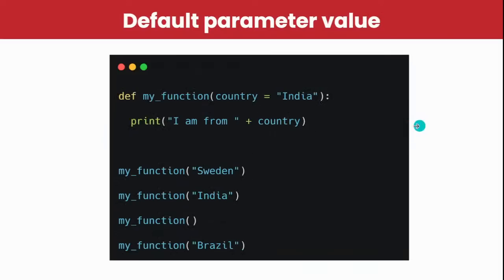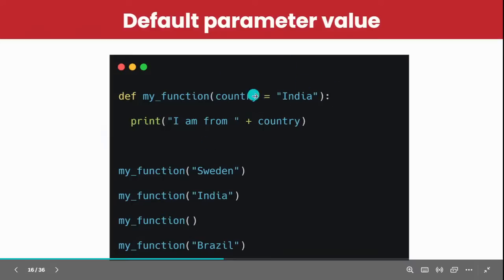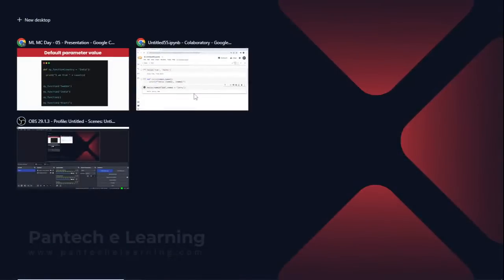And sometimes the user may skip a parameter. For example, if they cannot add a value for the country, you can give a default value. When you create a function, you can assign country equal to India, which means if any other place is passed, that will be used. If nothing is passed, you won't get an error. This default value will be placed. See here.